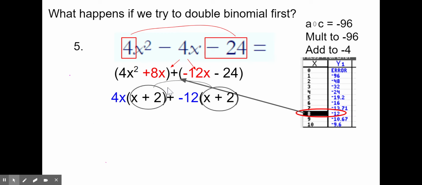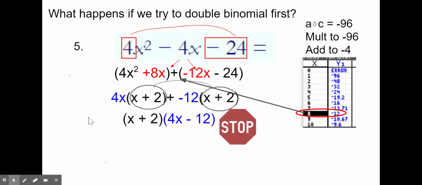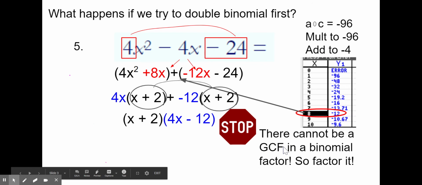I can look at my common binomials and rip them out. So x plus 2 comes out front, and the resulting GCFs form the second binomial of 4x minus 12. But you need to inspect your two binomials. X plus 2 is fine, but 4x minus 12 already has a GCF. You've got to stop right there. Look at 4x minus 12. There can't be a GCF inside one of your resulting binomials.